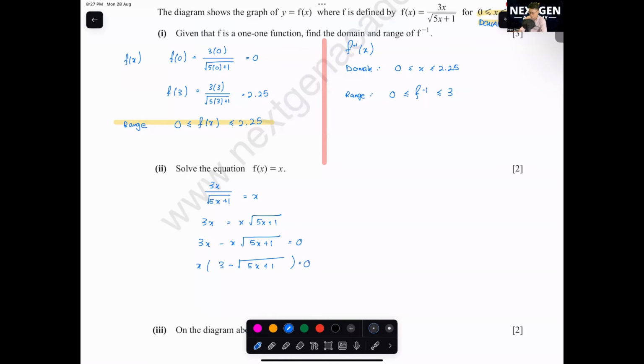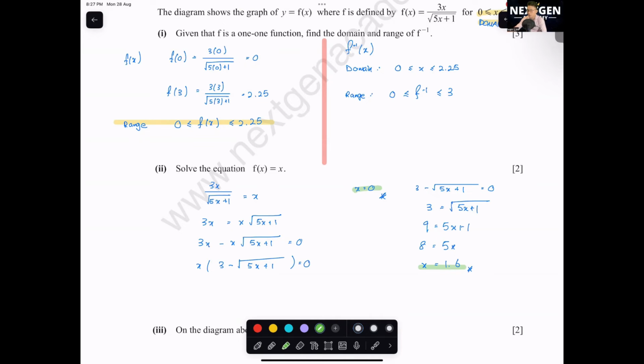So I got two answers, right? We take x equals 0, and 3 minus square root of 5x plus 1 equals 0. Let's solve for this one. 3 equals square root of 5x plus 1. 3 squared, which is 9, equals 5x plus 1. 5x equals 8. x is 8 over 5, which is 1.6. So I got two answers here: x equals 0, x equals 1.6.